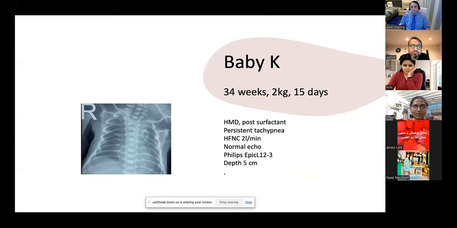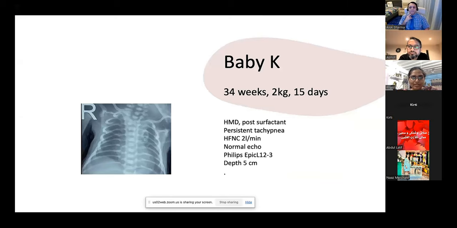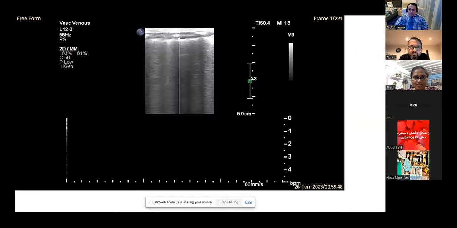Yeah. So this baby was a case of hyaline membrane disease, required surfactant, and then had persistent tachypnea. Currently is on HFNC 2 liters per minute, but there is no oxygen requirement. So only issue is baby is having persistent tachypnea. Echo was done, which was normal, there is no evidence of PPHN or any other structural heart disease. And the settings which I have used, I have already told, and depth I have set at 5 centimeters.